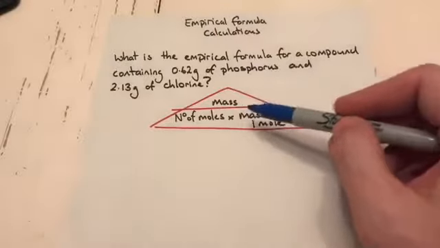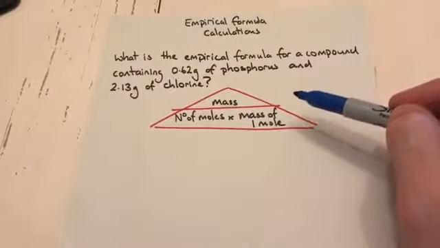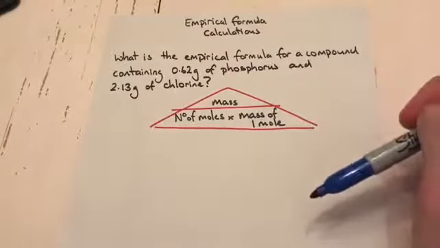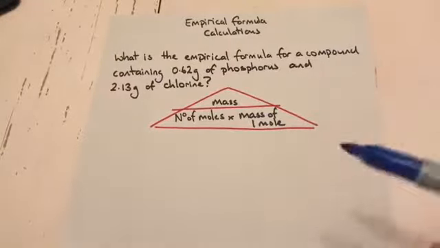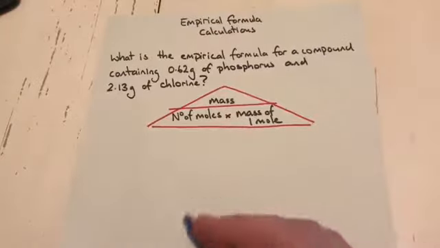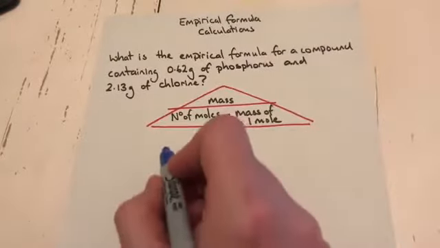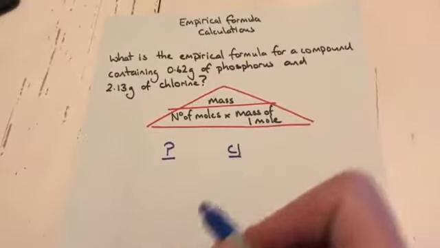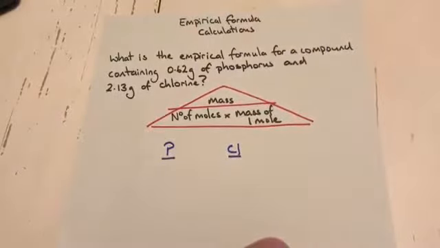So to do this we're going to use a triangle. This hopefully is a triangle you've got in your memory. So the number of moles is the mass divided by the mass of a mole. And this is going to help us to structure our initial working out for this question. So our first job is we write down the symbols for the two elements that we've got in this example that are going to form the empirical formula. So we've got phosphorus and we've got chlorine.